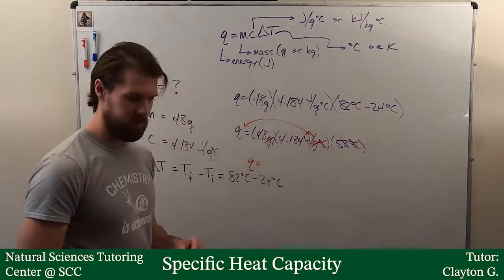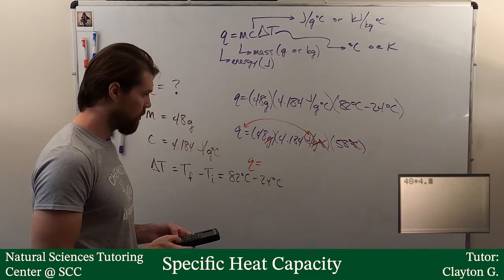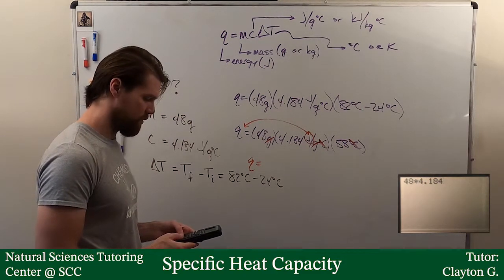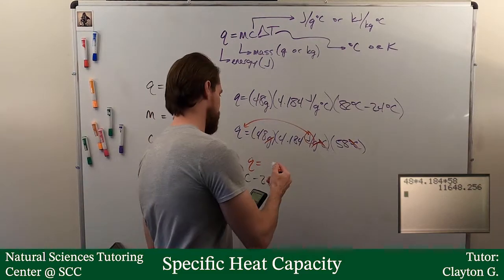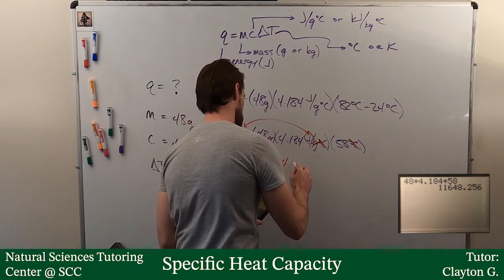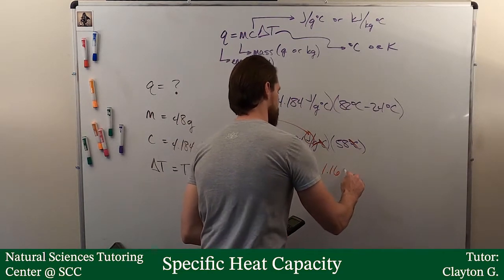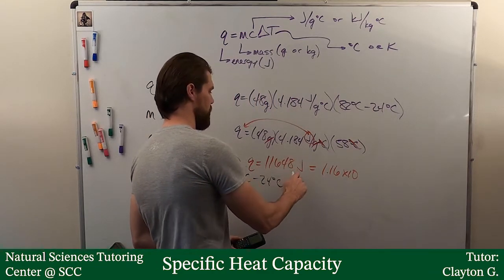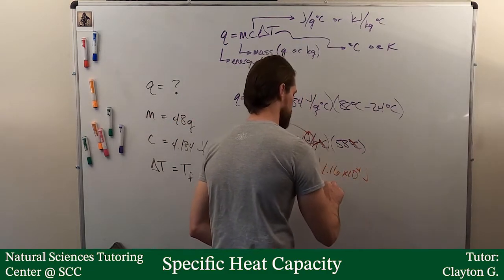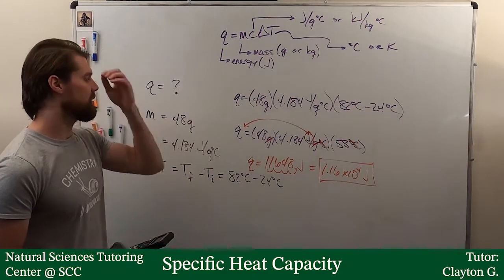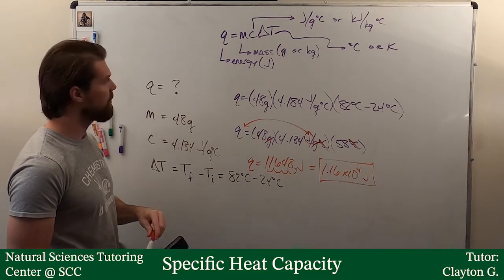I'm left with joules, which makes sense because energy is measured in joules. All right, so Q equals 48 times 4.184 times 58, which gives 11648 joules. In scientific notation, it's 1.16 times 10 to the 4th joules. There's my final answer: 1.16 times 10 to the 4th joules. All right, let's go ahead and do the next one here.